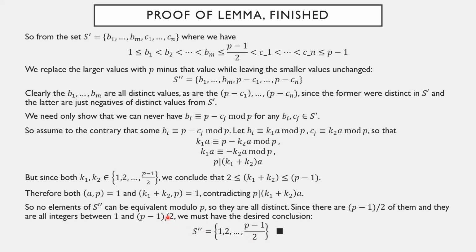So we've finally established our first lemma in the proof of Gauss's result, that if you take the multiples of a up to a times 1, a times 2, up to a times (p minus 1)/2, replace them with their remainders mod p, then take the remainders that were larger than (p minus 1)/2 and replace them with p minus that value, you always get exactly the list 1 through (p minus 1)/2.